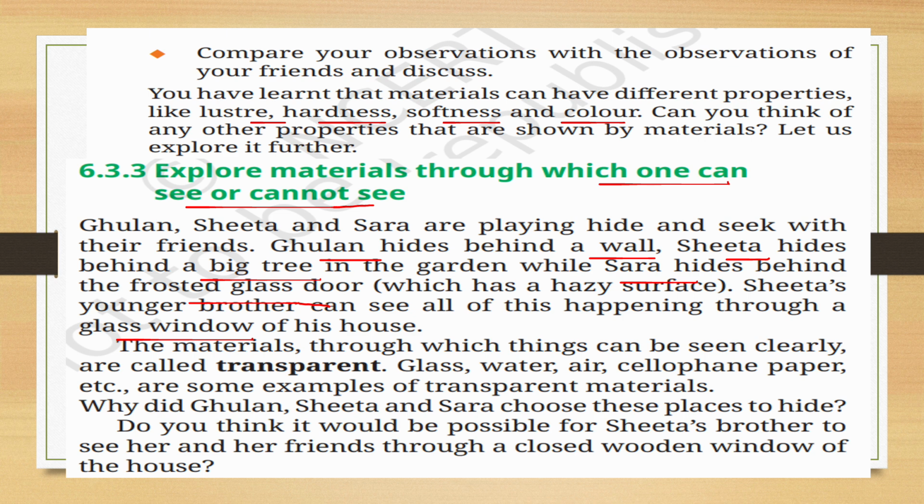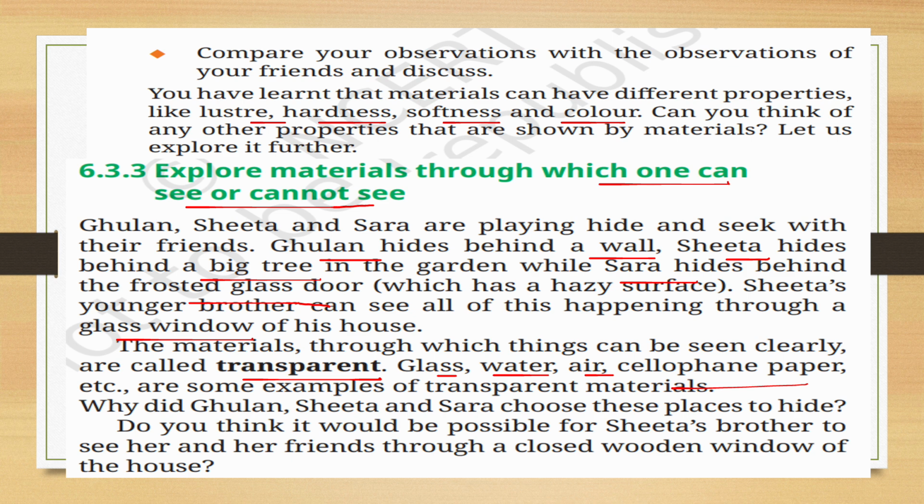The materials through which things can be seen clearly are called transparent. Glass, water, air, cellophane paper, etc. are some examples of transparent materials. So, what are called transparent materials? Transparent materials are those materials through which things can be seen clearly. These materials allow light to pass through them. Examples: glass, water, air, cellophane paper, etc.